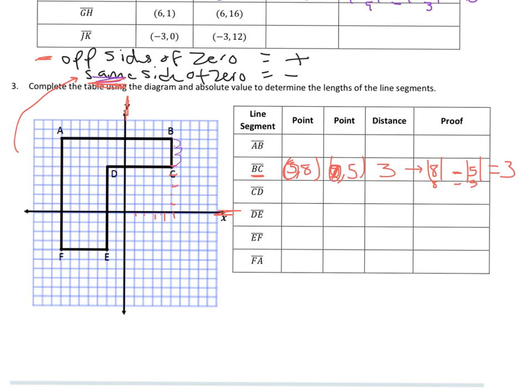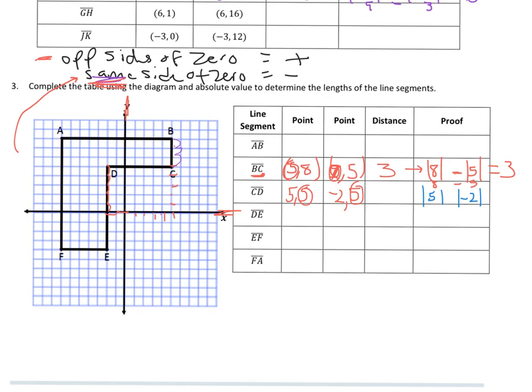Let's try one more. Let's try CD, because I already know C. It's 5, 5, because I just used it up above. And let's do D. I'm starting at the origin. I got negative 1, negative 2. And then I'm going up 1, 2, 3, 4, 5. So I see that they share the y coordinate, or the 5s. So I have my two other ones. And I'll do this in blue so you can see that. I have a 5 and a negative 2. And I'm still using absolute values.